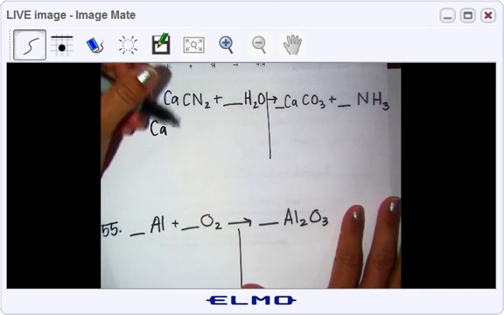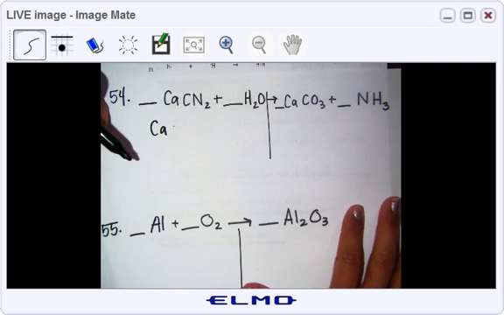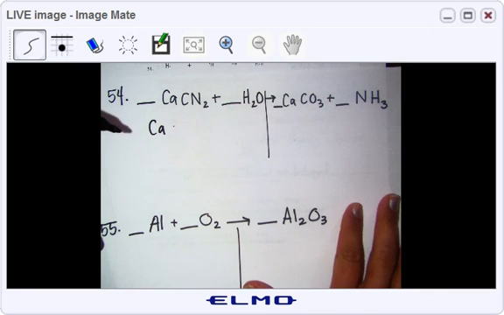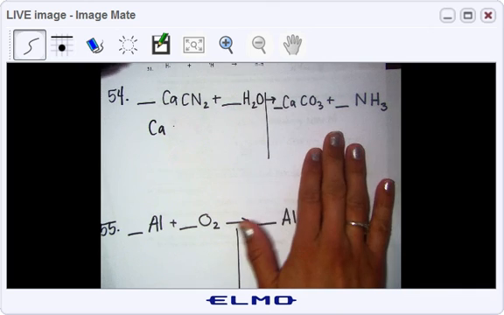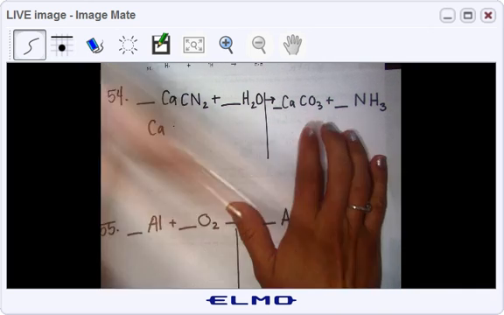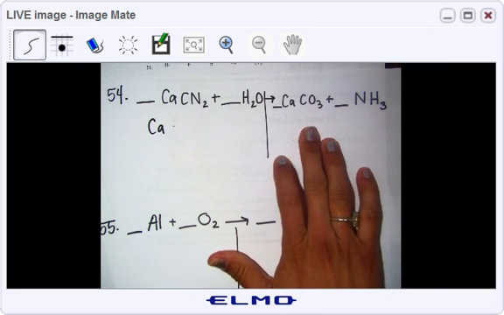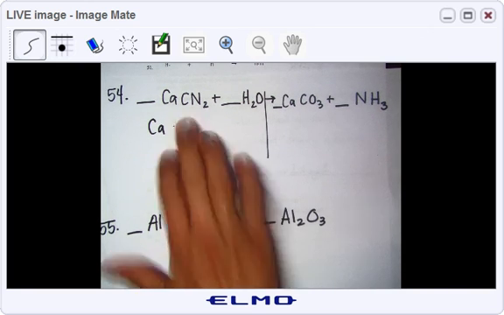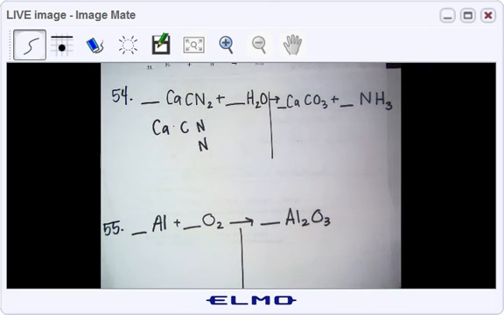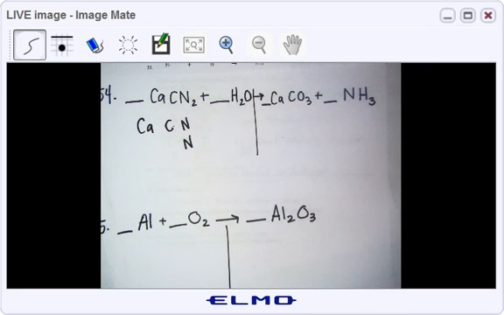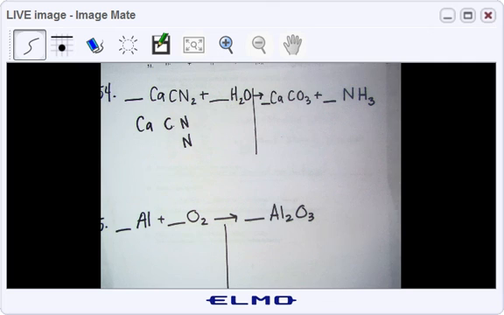See, there's one Ca, CN. Are these CNs together or apart? What is going on here? Okay, a good way to figure it out is how is it on the product side? Do you see a capital CN together over here on the product side? No, I don't see one together. So I'm going to separate them. I'm counting these as separate. If it were together on the product side, somewhere over here, then I would keep them together, but they're not.